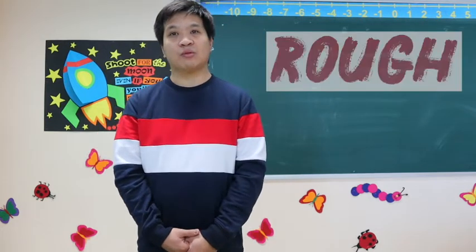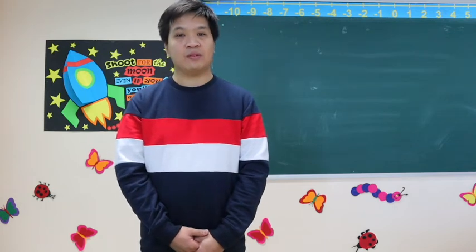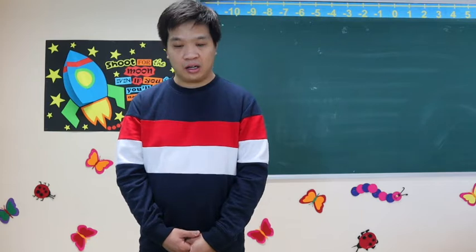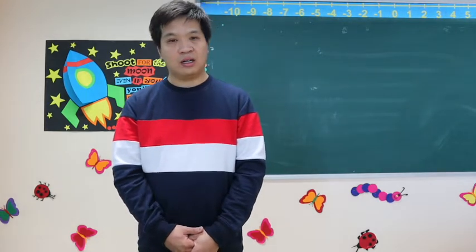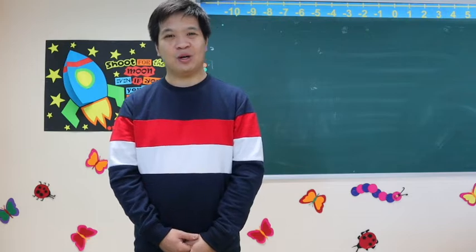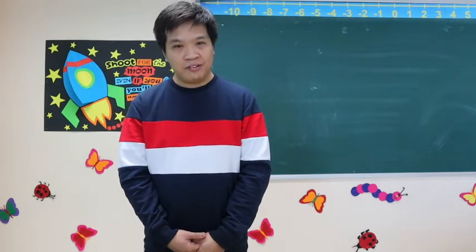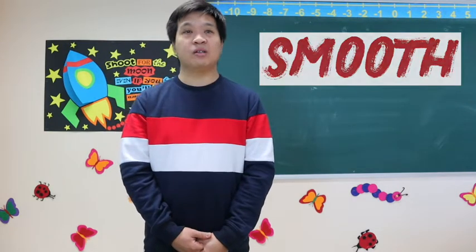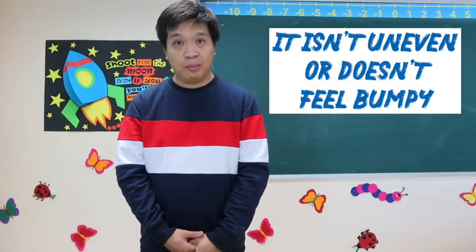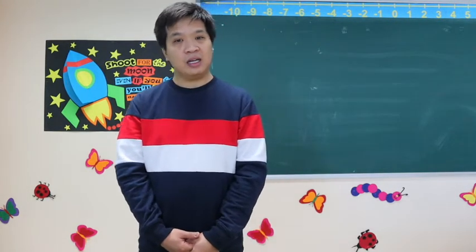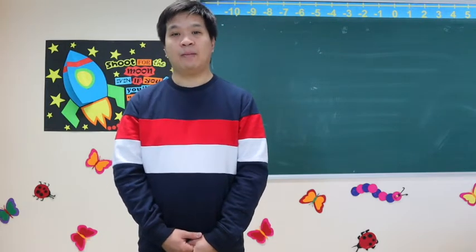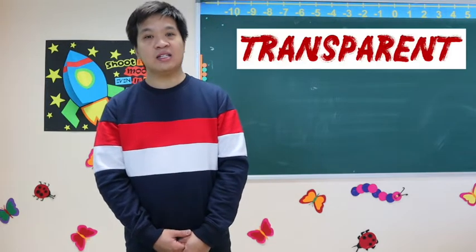Okay, next one. Next property is rough. Rough, if something is rough, it feels bumpy, uneven, and hard. So a very good example is the bristles of a toothbrush. Okay, next one. The opposite of rough is smooth. Now, if something is smooth, it is not uneven or it doesn't feel bumpy. A very good example again is mirror. Mirror is also smooth.